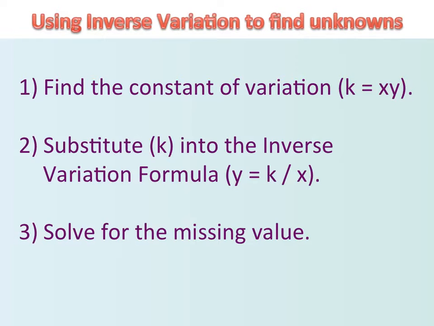Alright, so your steps for using inverse variations to find unknowns are, again, very similar to direct. It's just that you have to use the inverse variation equation. So find your constant of variation, find k, substitute it into your formula, and then solve for the missing value using that formula. So we're going to take a look at a couple examples doing it this way.